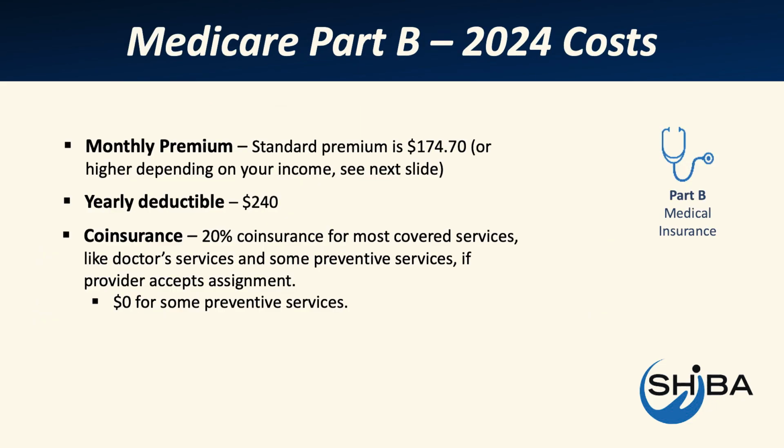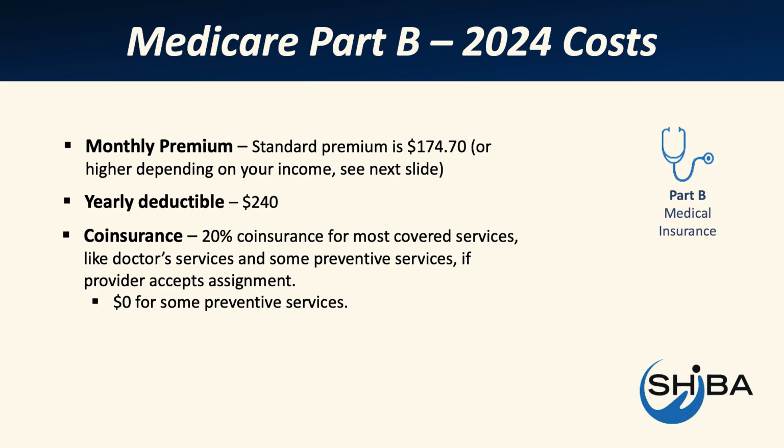This slide shows the Part B standard monthly premium. It may be higher for people with higher incomes. The Part B premium may be deducted from your monthly Social Security check. If your Part B premium is not deducted from your check, Medicare may bill you. Medicare Easy Pay allows people to have their Medicare premium payments automatically deducted from savings or checking accounts each month.